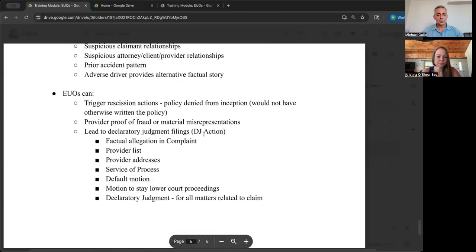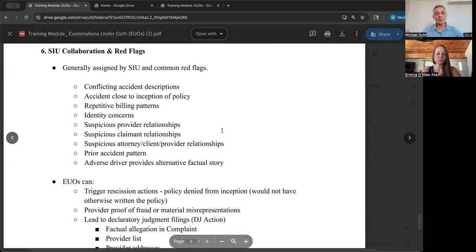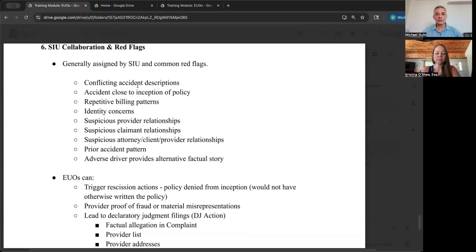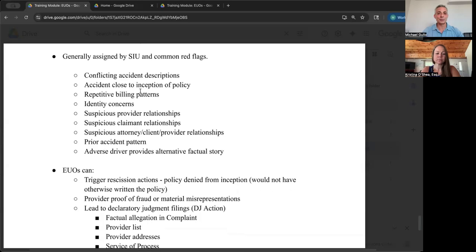To conclude our section here, moving into section 6, the SIU collaboration and red flags. SIU has their list of reasons why they would ask for an EUO, but some of the common reasons are conflicting accident descriptions. The police report says one thing, our insured says another thing, a statement taken says another thing. An accident close to the inception of the policy, two or three days after, raises red flags. Repetitive billing patterns, where everybody in the car just needs the same shoulder surgery on the same day.